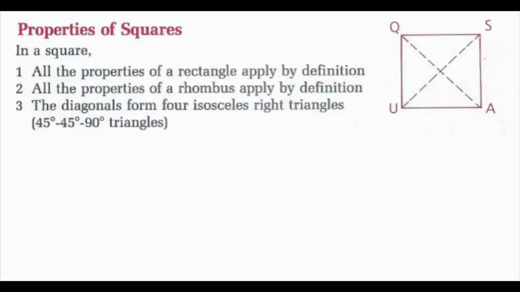Now looking at our properties of squares. In a square, all the properties of a rectangle apply by definition, and all the properties of a rhombus apply by definition. So we would have opposite sides are parallel, all sides are congruent, all angles are congruent, the diagonals bisect the angles, the diagonals are perpendicular bisectors of each other, and then the diagonals form 4 isosceles right triangles, or 45, 45, 90 triangles. 45, 45, 90 triangles are a special triangle that we'll learn about in later sections.